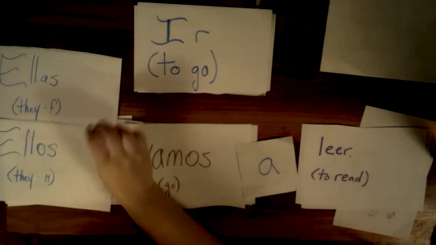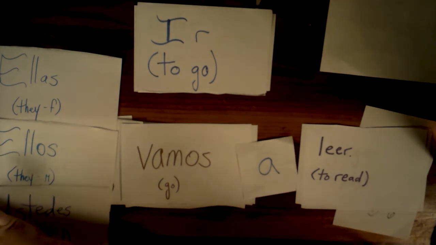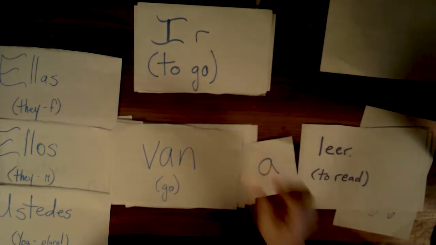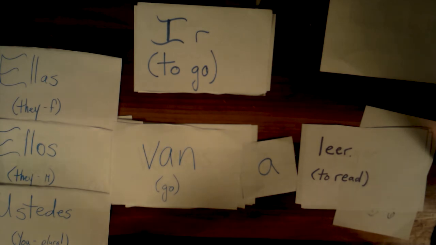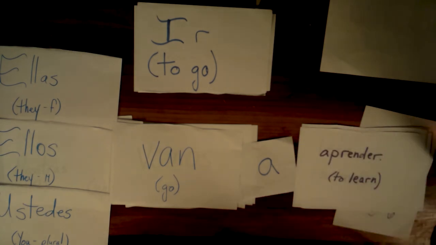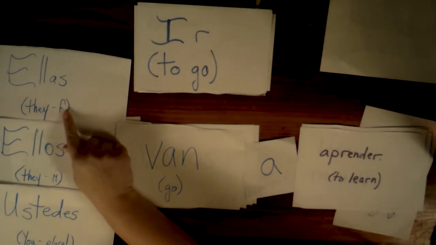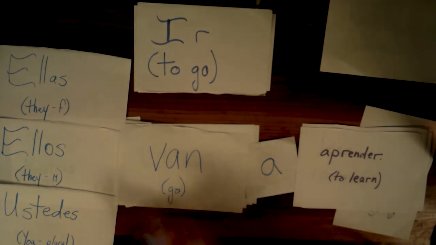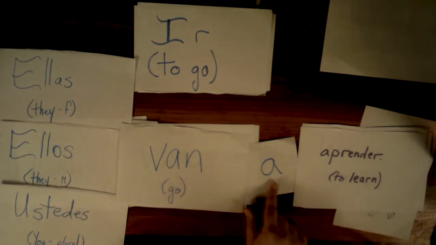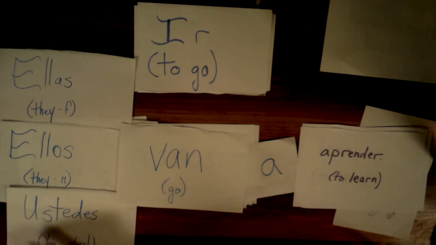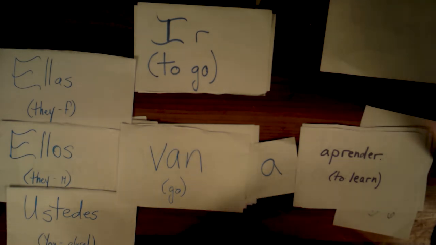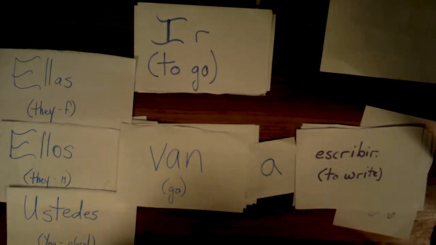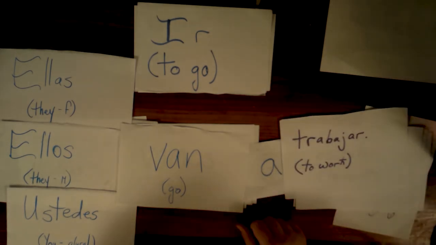Next up, of course, now this is our third person plural. So they and you all. Ellas van a leer. Ellos van a leer. Ustedes van a leer. Or ustedes van a aprender, to learn, just like we're doing right now. So ellos van a aprender. Ustedes van a aprender. Or escribir, to write, another important verb. Or trabajar, to work, another important verb.